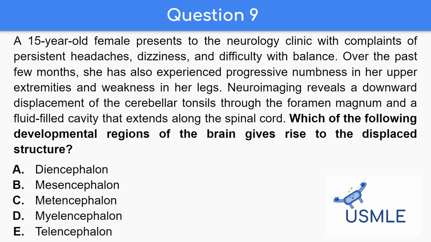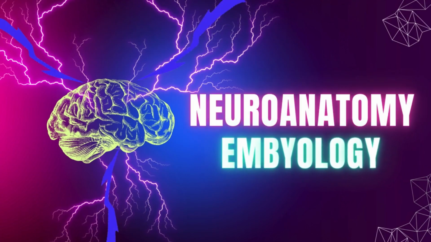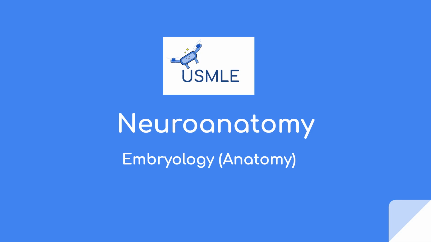A. Diencephalon, B. Mesencephalon, C. Metencephalon, D. Myelencephalon, E. Telencephalon. Most candidates find neuroanatomy challenging, but let me simplify it for you. Today, we will discuss the embryology of the nervous system.